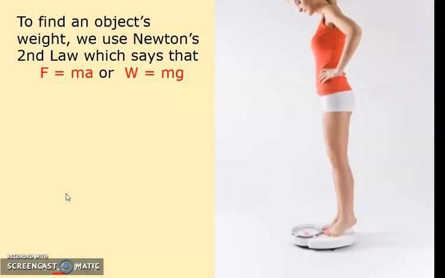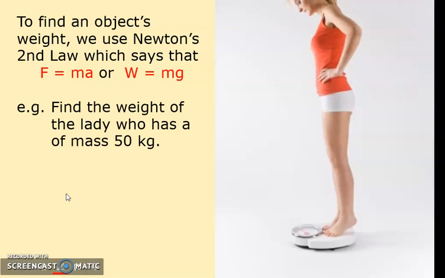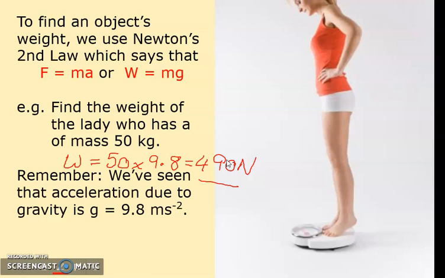So if someone asks you what their weight is, really what you should do is say, well, first of all, what's their mass? And once you know their mass, you can work out the weight. In this particular case, we've got the weight equals the mass times the acceleration due to gravity. So that's 50 times 9.8, as I've just told you. And 50 times 9.8 is 490 newtons, if you do it on your calculator. Now, 490 newtons is about right for someone of average weight.